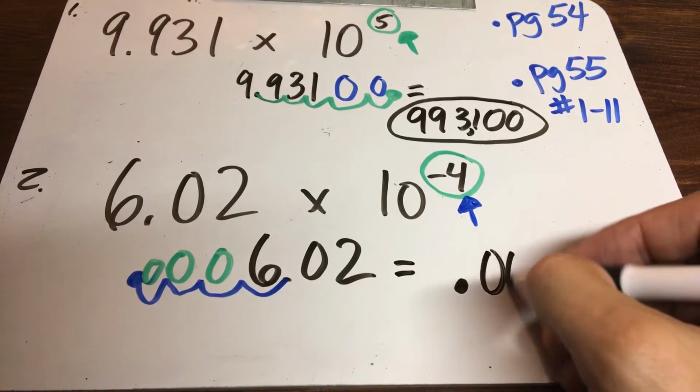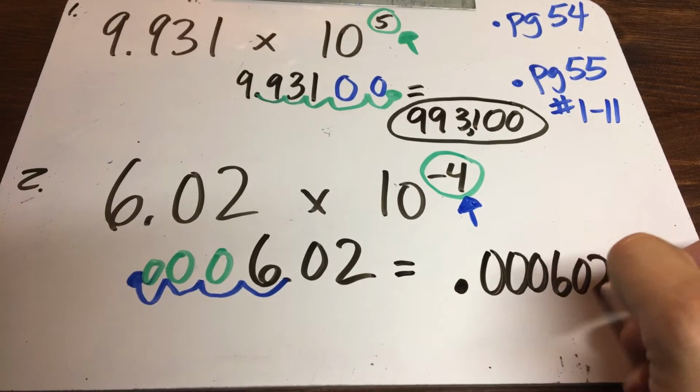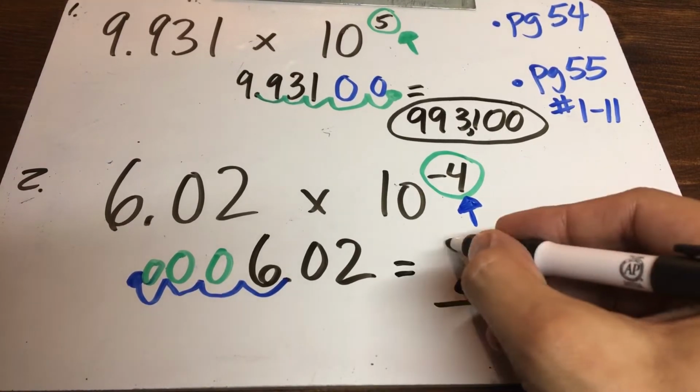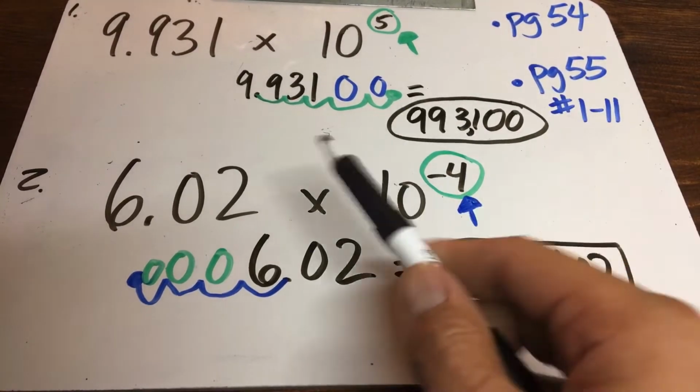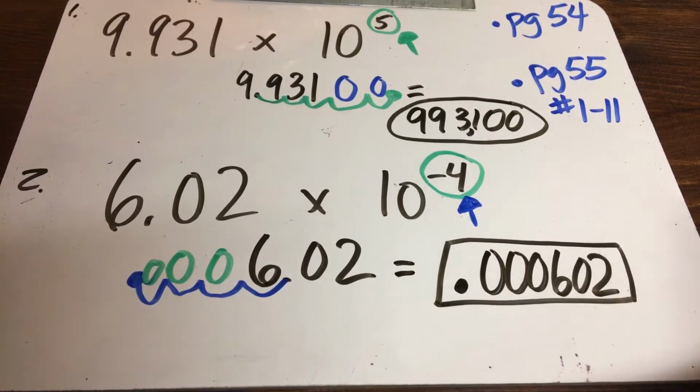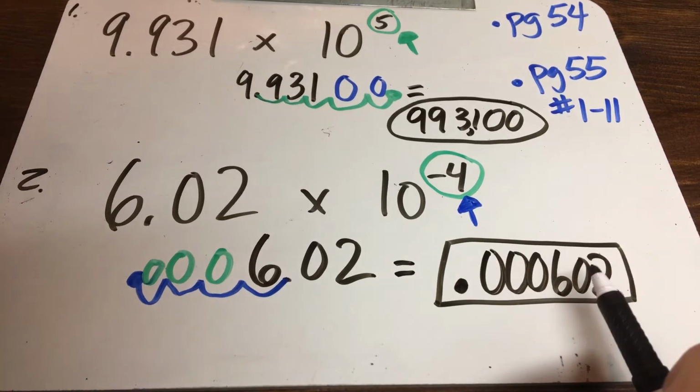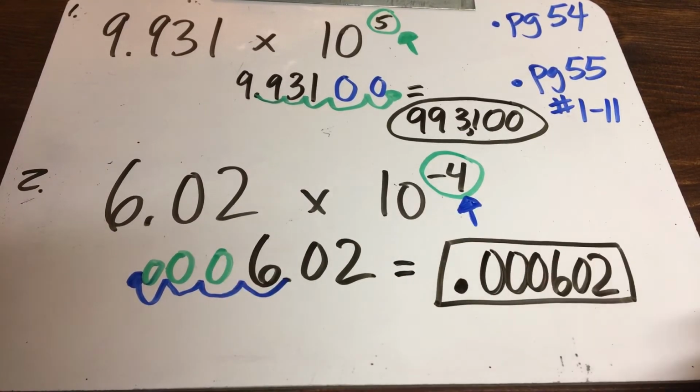Decimal point 0.00602. That is the same thing as this, right? So whenever we do these problems, we're not changing the number. This is the same thing as this. It's just a different way of writing it. Standard form, scientific notation. All good on those?